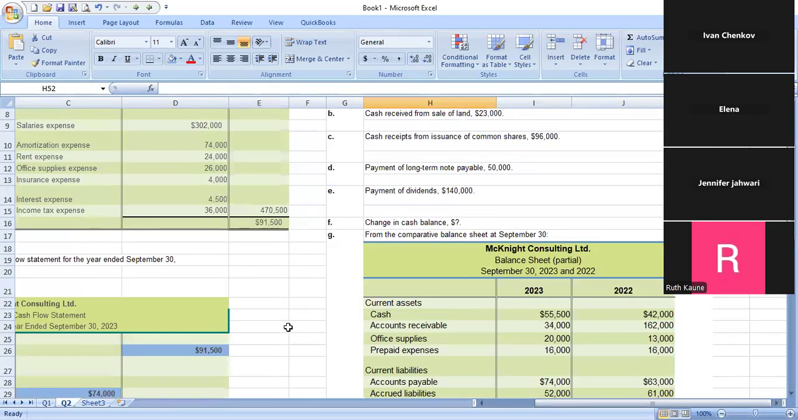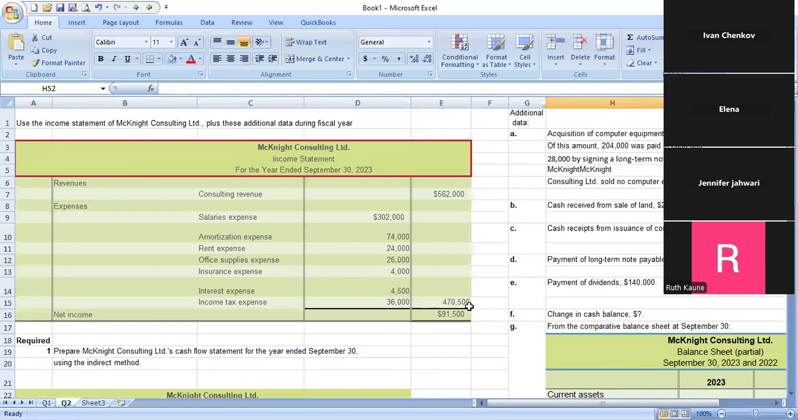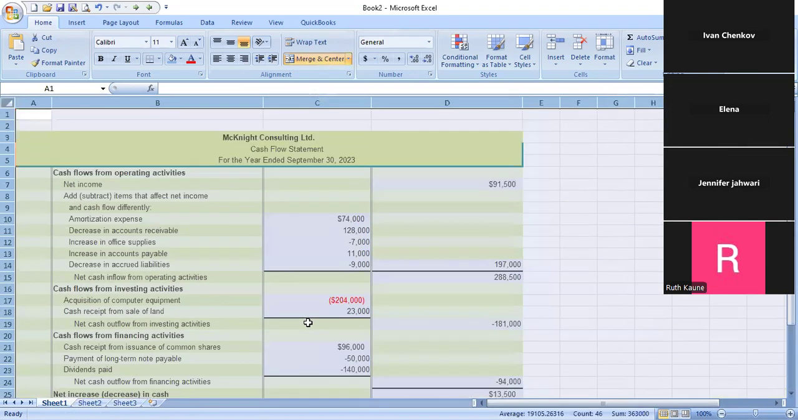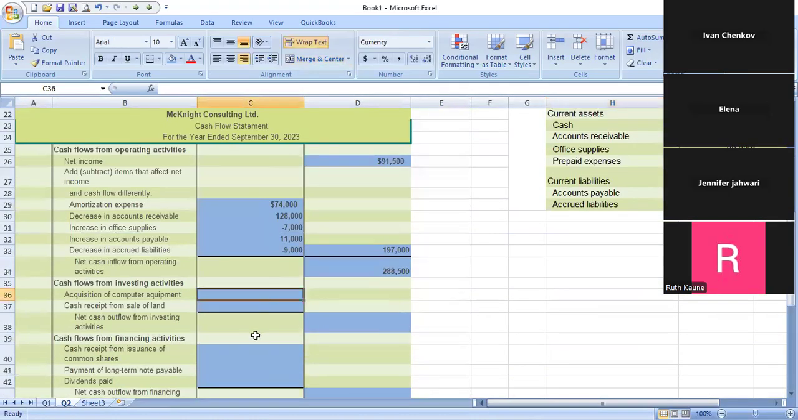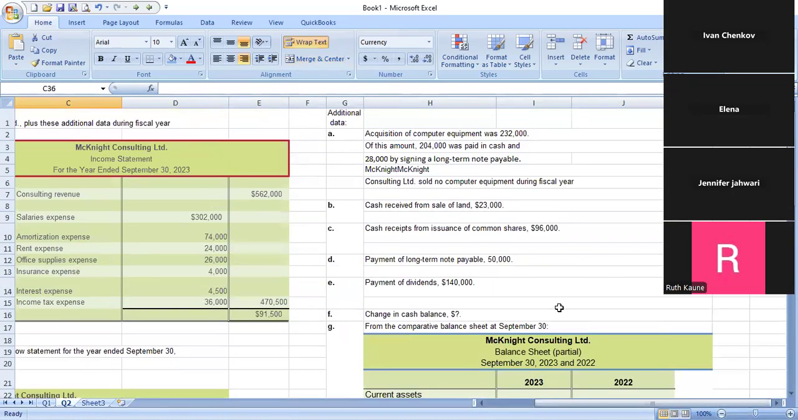Now, once we figure out that one, let's move to the next section. On the next section, what we have to do is follow the format. Acquisition of computer equipment. So let's go to the information on the computer equipment. Acquisition of computer equipment was $232,000. Of this amount, 204 was paid in cash, and the 28 was a signed long-term note payable.